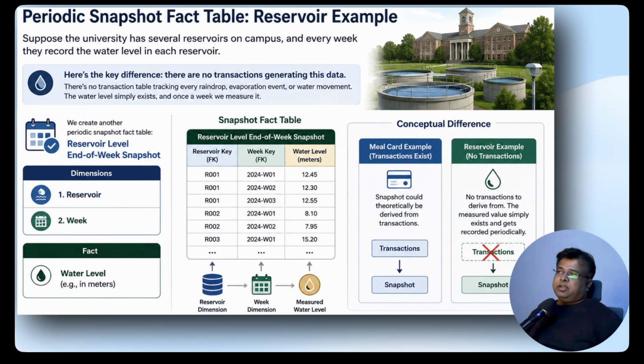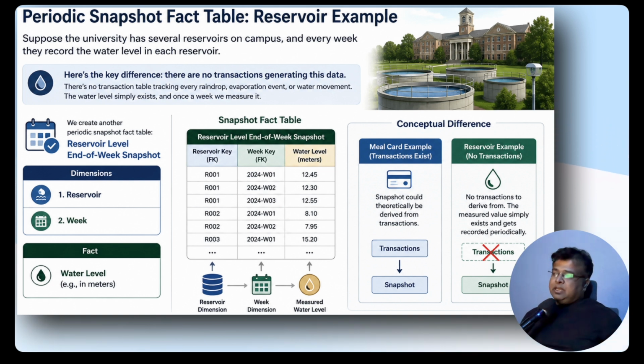So we create another periodic snapshot fact table, that is reservoir level end of week snapshot. The dimensions might be the reservoir, that is the key, and then the week key, and then the last one, that is the water level. Structurally, this table looks almost identical to the previous example. The difference is purely conceptual.